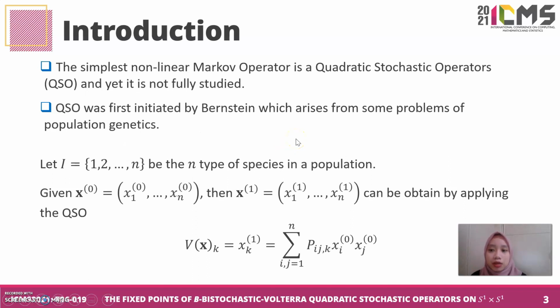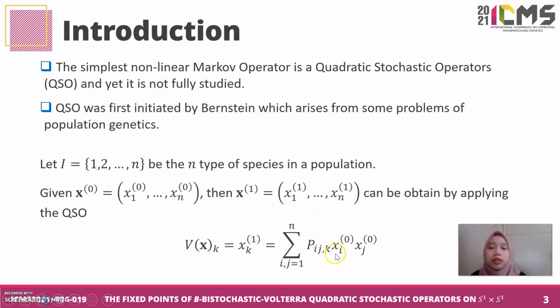Quadratic stochastic operator, or QSO, is the simplest nonlinear Markov operator, and it is not fully studied yet. QSO was first initiated by Bernstein, which is usually used to present the time evolution of species in biology. For example, let us consider set I to be the n-type of species in a population. Given the initial probability distribution of the species in a population denoted by x0, then we can find the probability distribution of the first generation by applying the QSO as total probability as shown here.